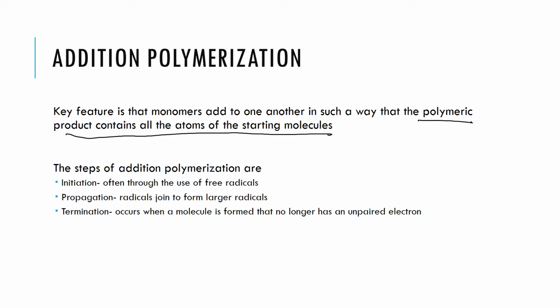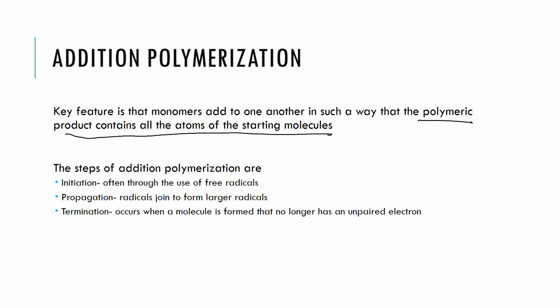So compare that with the natural polymer that I spoke about a few slides ago, the protein, whereby we have a reaction between a carboxylic acid and an amine group, and you lose a water molecule. So you lose some atoms there. That's not addition polymerization. In addition polymerization, the monomer is added to the growing chain and no atoms are lost.